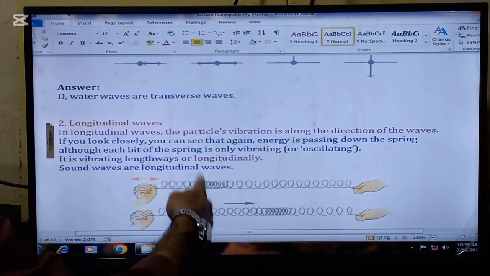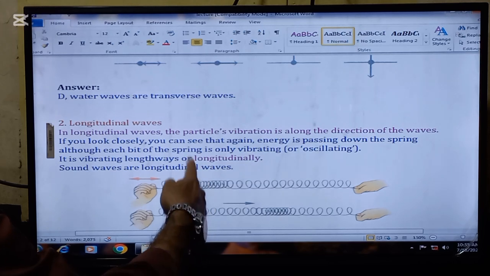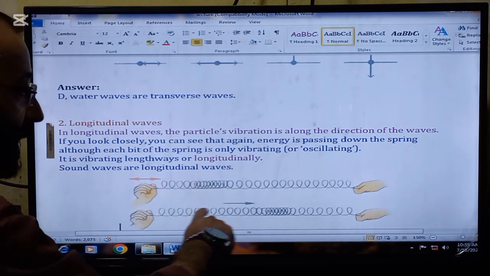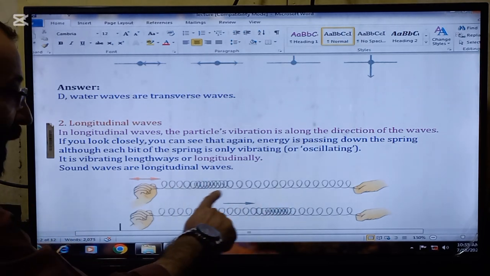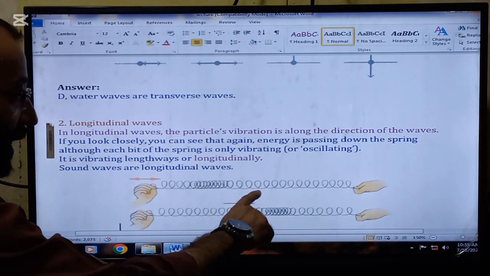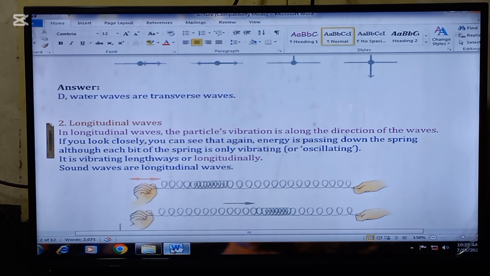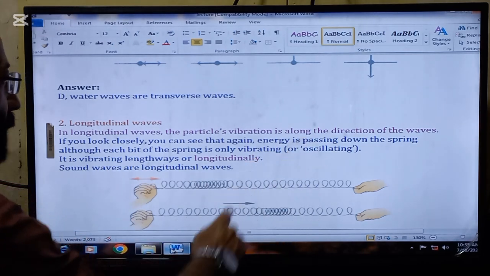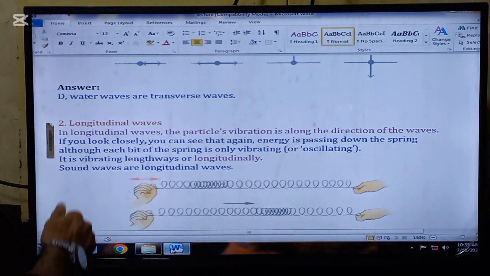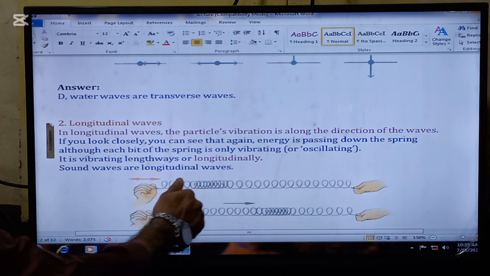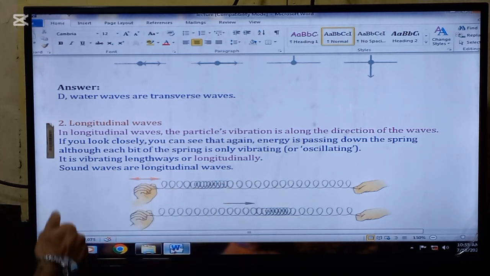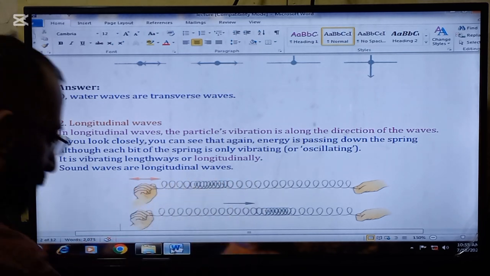In transverse waves, particles move like this, at right angles to the direction of the waves, but in longitudinal waves, the particles' motion is sideways along the direction of the waves. And this is called oscillating or vibrating. It is vibrating lengthways or longitudinally. Sound waves are longitudinal waves.